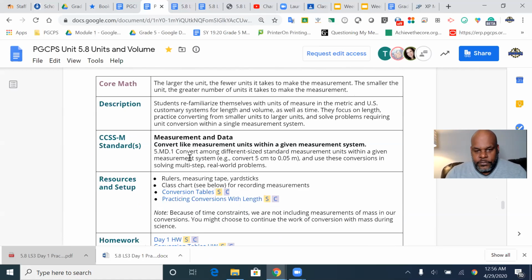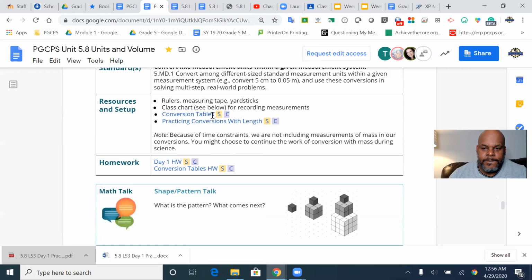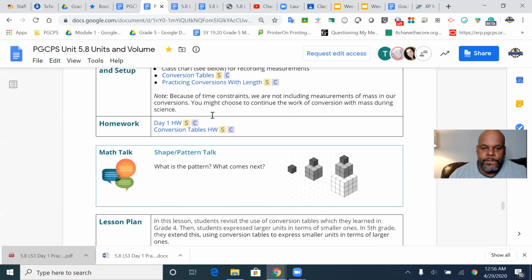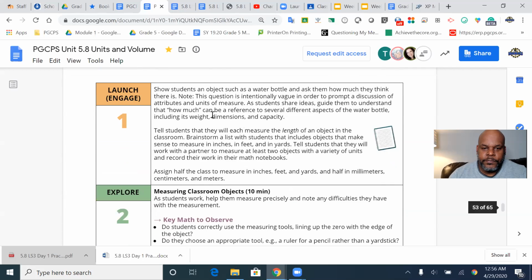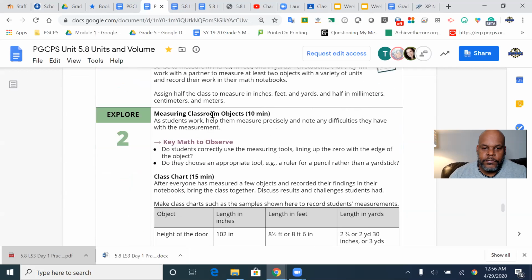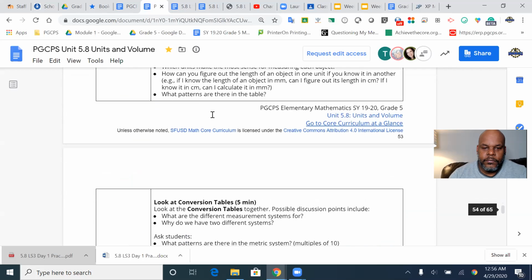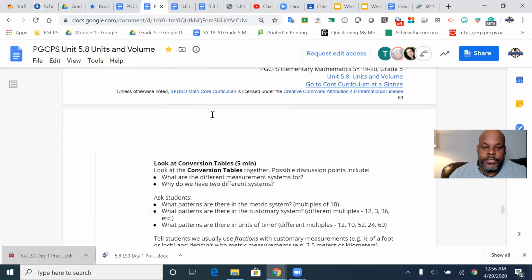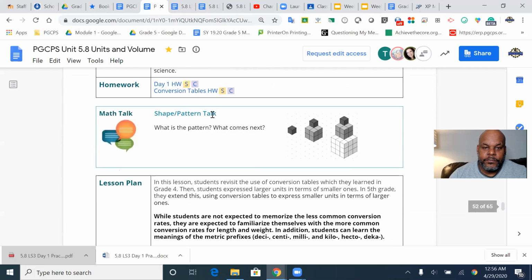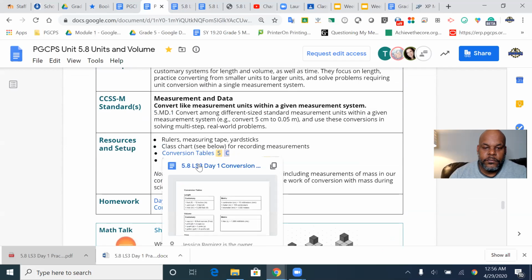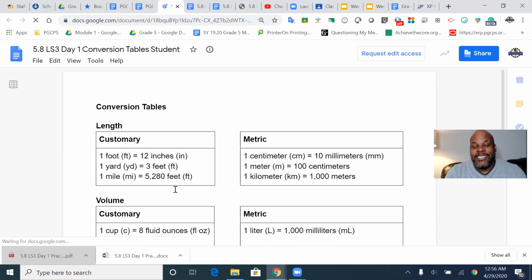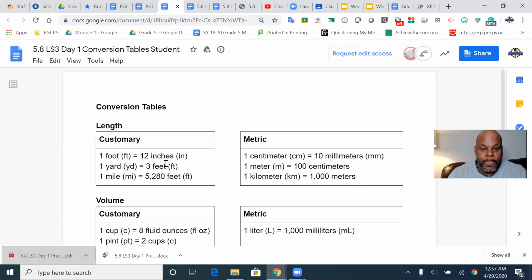So we're going to work on going over a conversion table. All right, so let's start with a conversion table. I'm going to attach this in your assignment today too, just so you can have it.